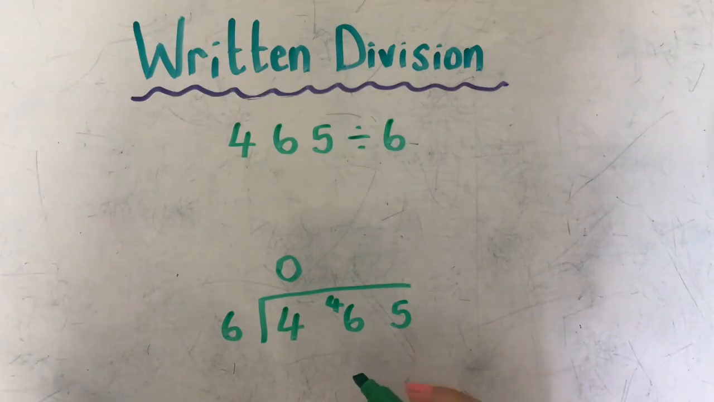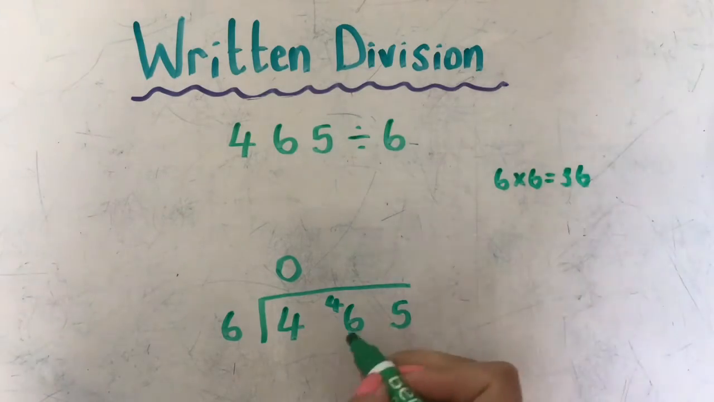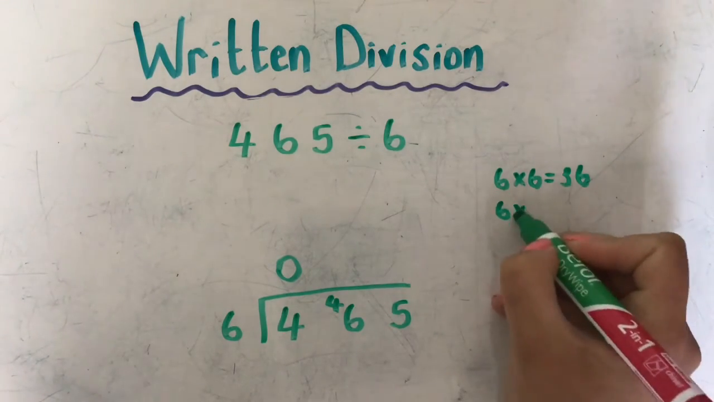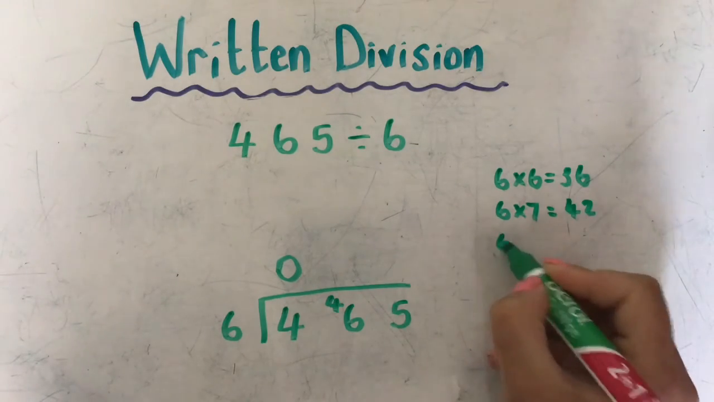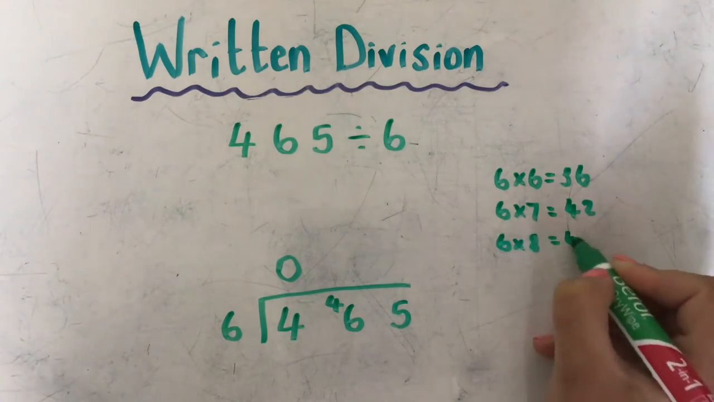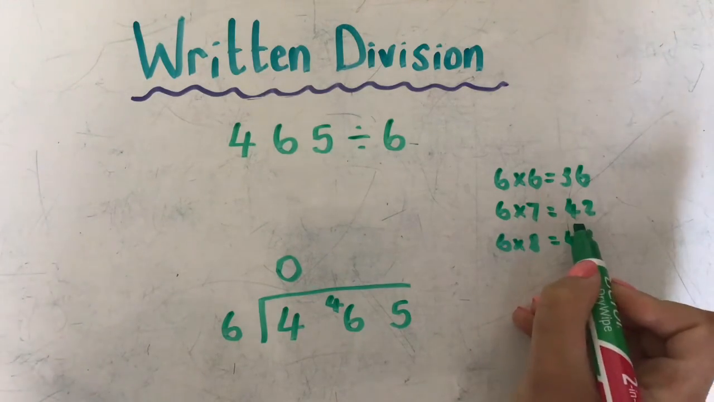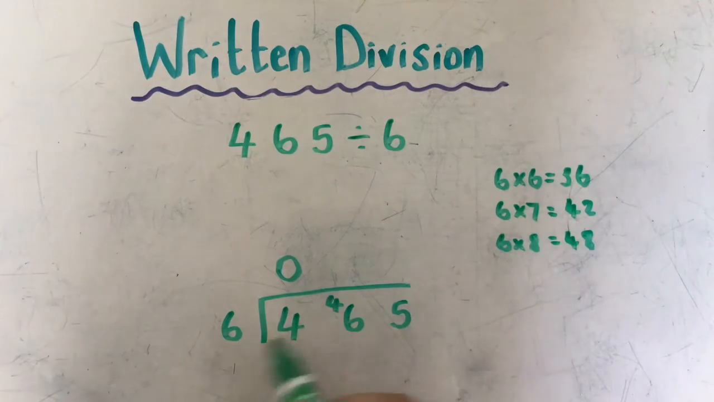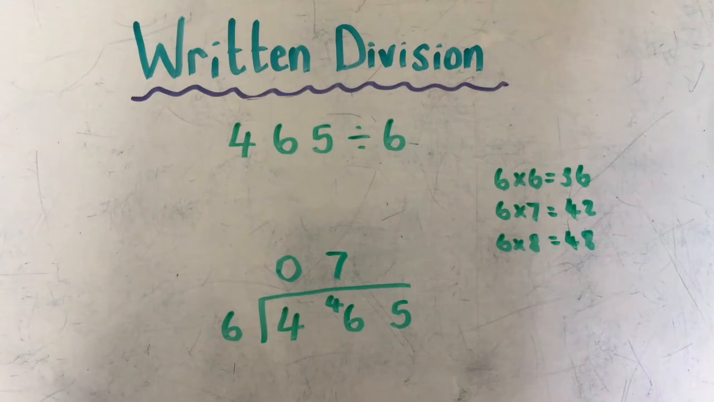Well, let's think of our 6 times tables. 6 multiplied by 6 is 36, which is too small. 6 multiplied by 7 is 42, which is still too small. 6 multiplied by 8 is 48, which is too big. So we need to use our table 6 multiplied by 7, which is 42. So 6 goes into 46 7 times, and then we need to carry over the difference between 42 and 46, which is 4. Then 6 goes into 45.